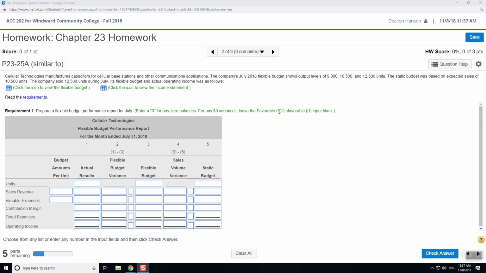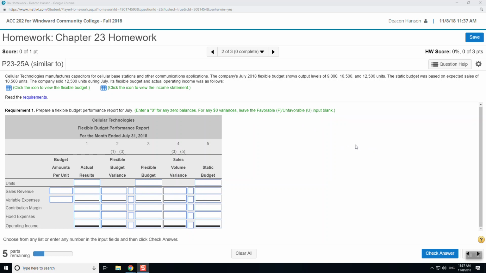Now, the way we do this is we label things that are favorable with an F and unfavorable with a U. Okay, and anything that doesn't have a variance, that has a zero variance, that means the difference between budget and actual, you just leave it blank. Okay, so the first thing they want us to do is lay out the units. So they say the actual results were 12,500 units.